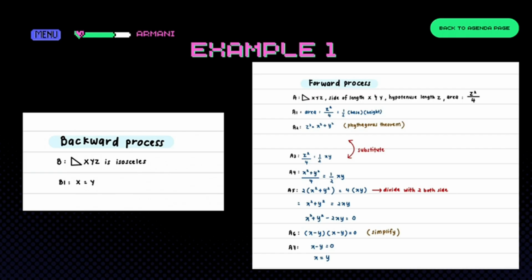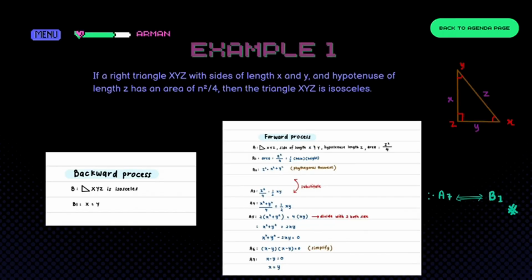We multiply both sides by 4 in A5, so we get x squared plus y squared minus 2xy equals 0. At A6, we simplify, so we get x minus y, squared, equals 0. In A7, we get x equals y. As you can see, A7 is logically equivalent to B1. That's all for example 1.